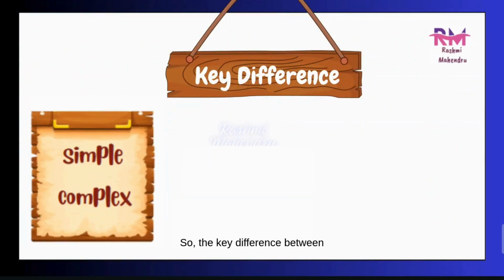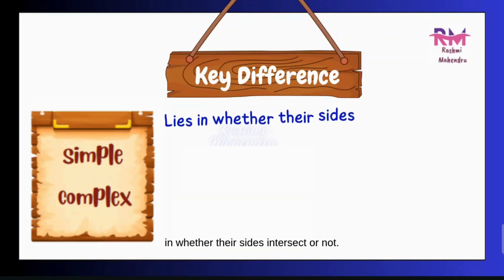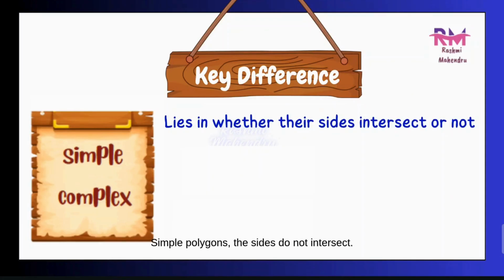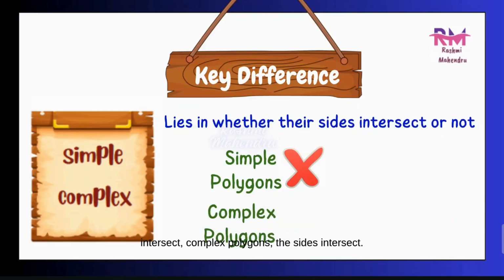So, the key difference between simple and complex polygons lies in whether their sides intersect or not. Simple polygons, the sides do not intersect. Complex polygons, the sides intersect.